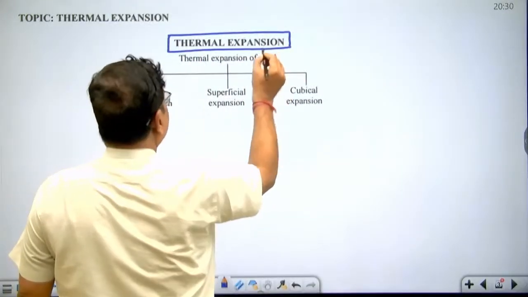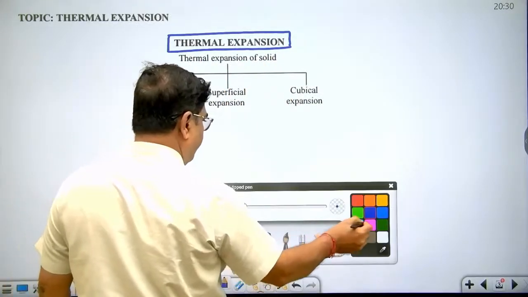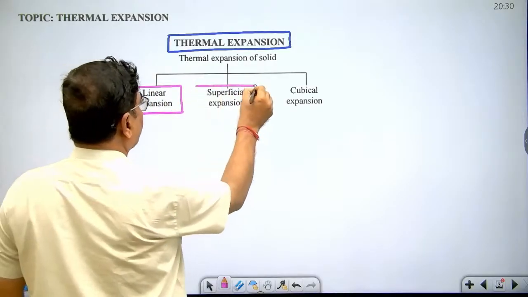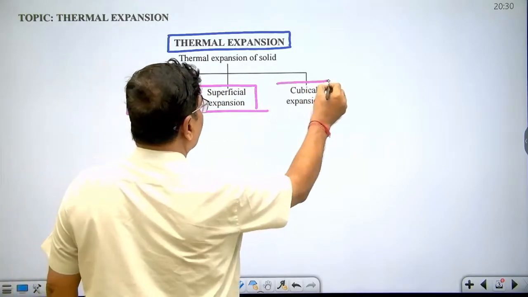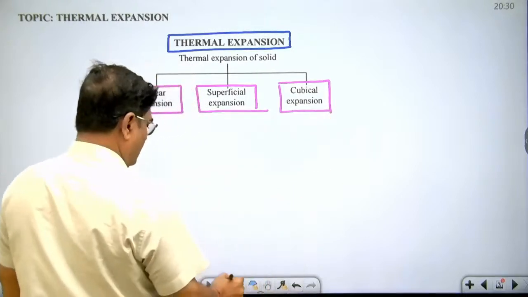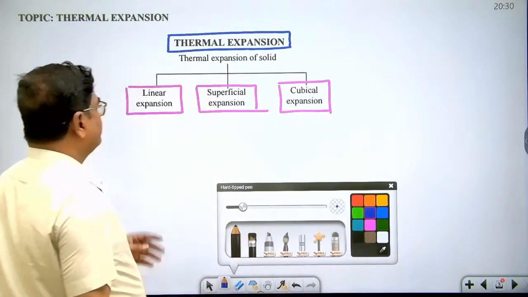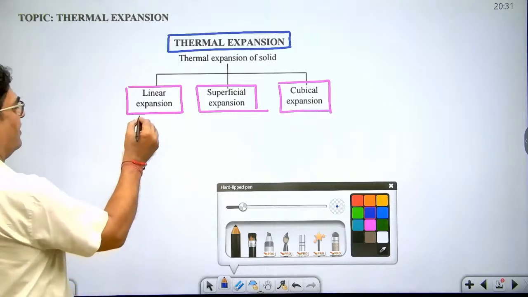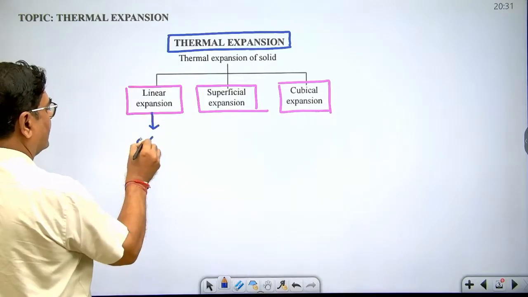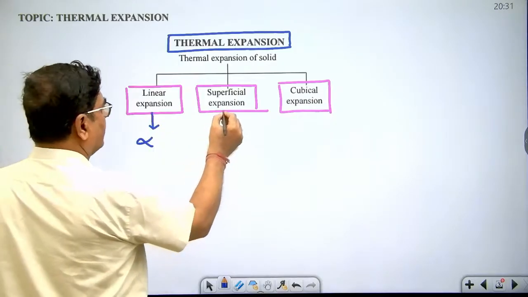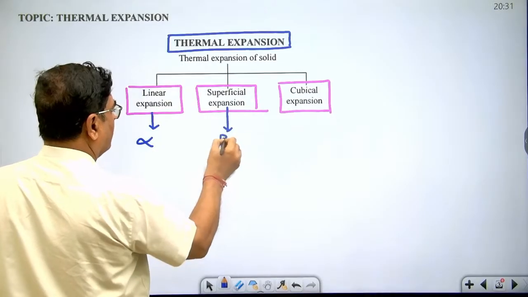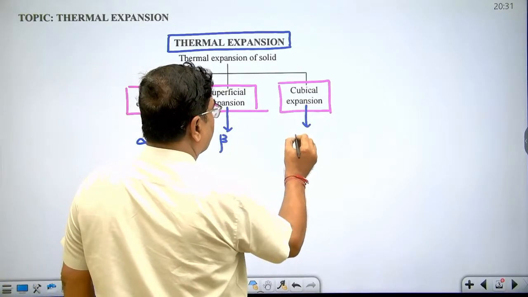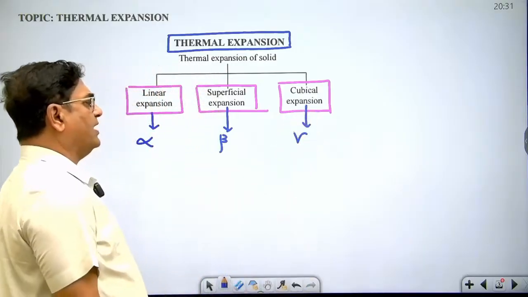This is a very small chapter but a very important chapter from the exam point of view. Linear expansion, superficial expansion, and cubical expansion. We will study three expansion coefficients. One is alpha, the coefficient of linear thermal expansion. Another one is beta, the coefficient of superficial expansion. Another one is gamma, the coefficient of cubical expansion.